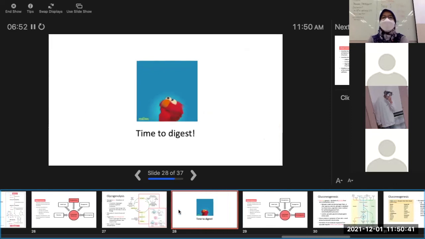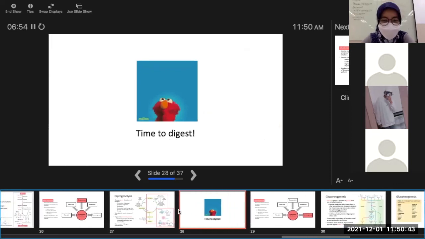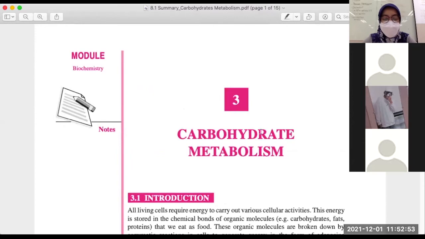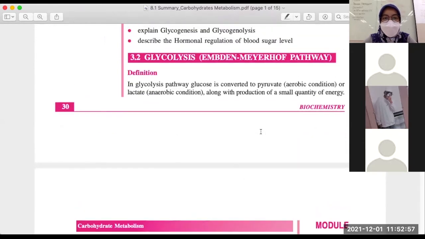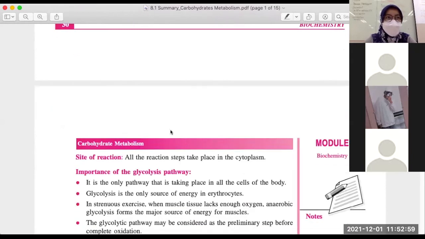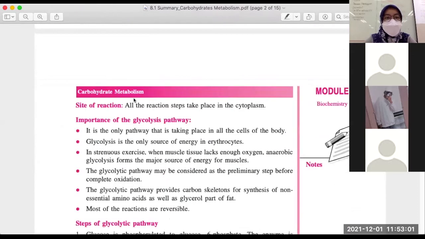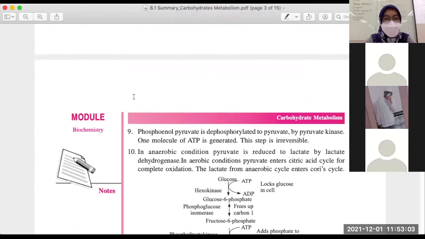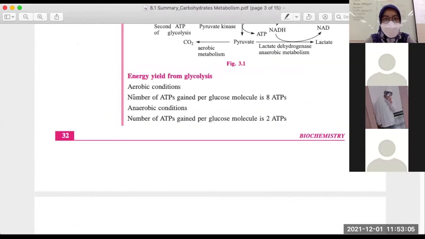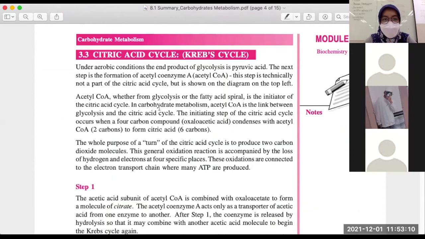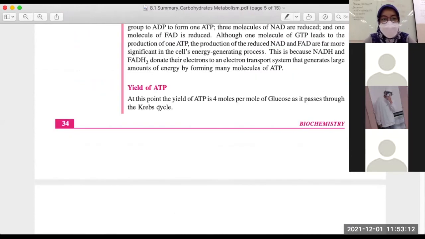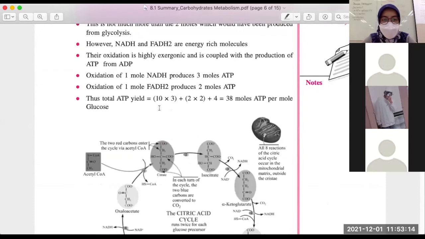Okay, time to digest. This is the extended notes that I've uploaded. The carbohydrate metabolism: glycolysis, this is the written pathway, the steps, and then the yield, and then the citric acid cycle, TCA cycle, the steps. So this is all the written form of it.